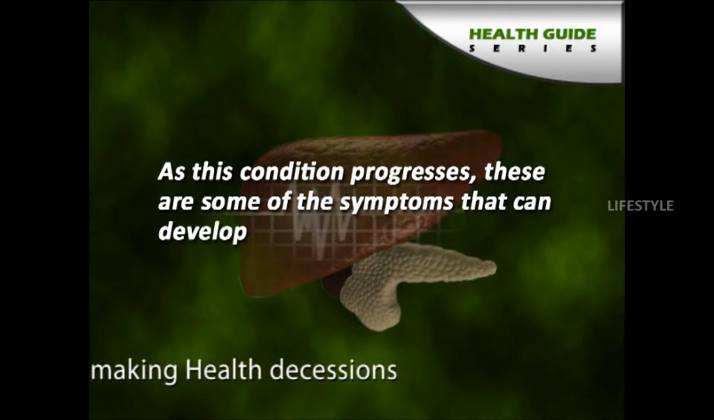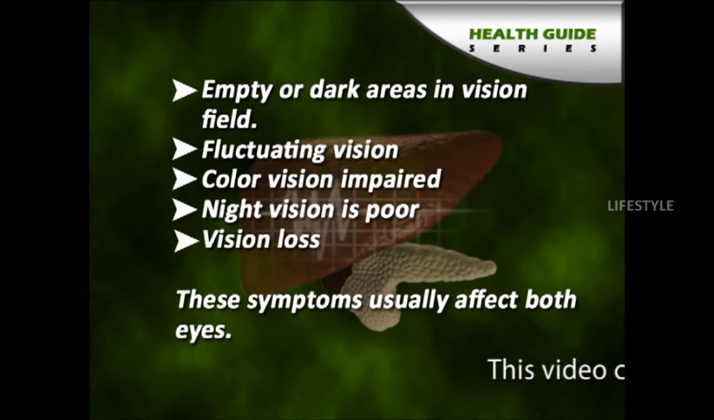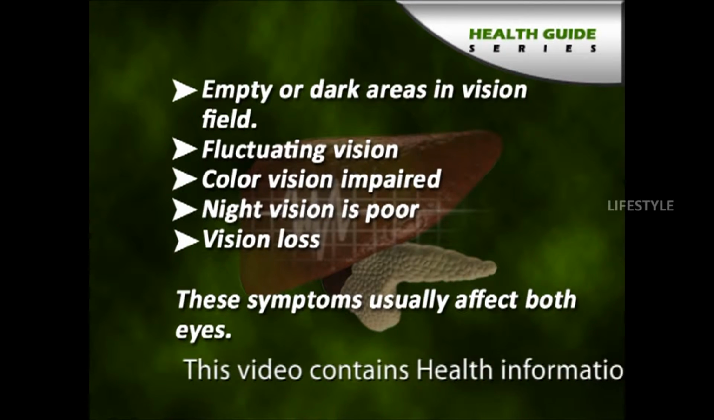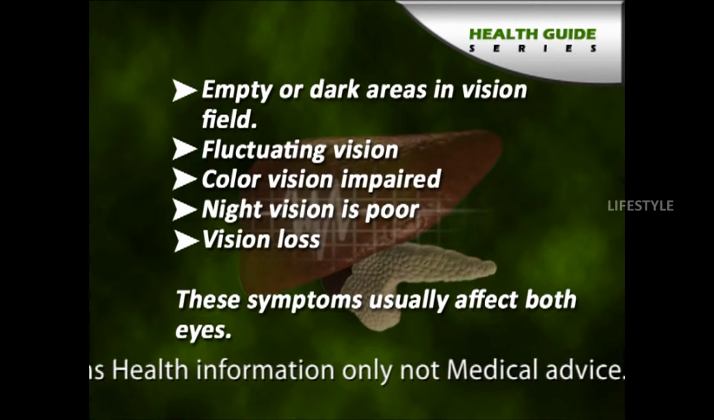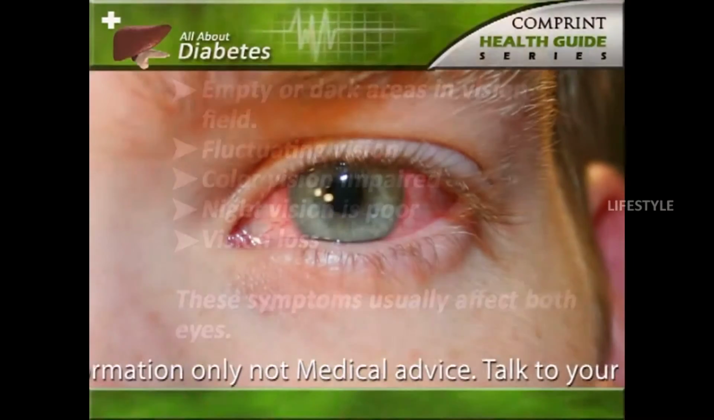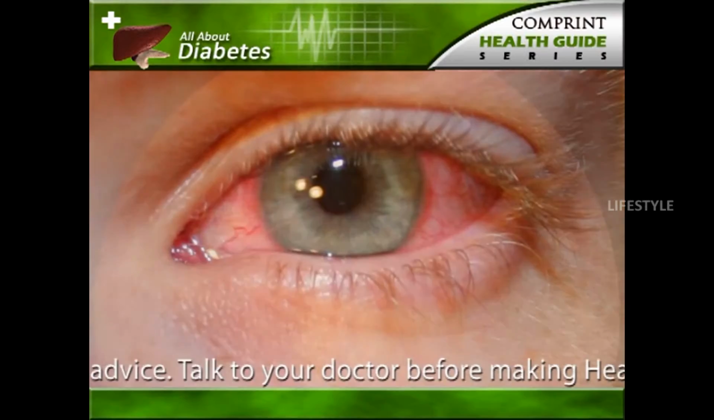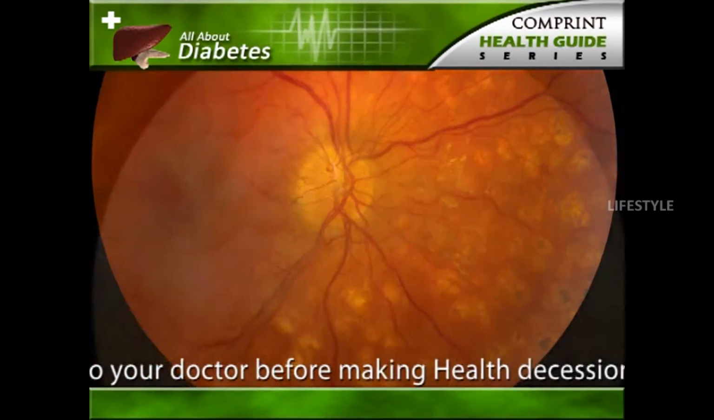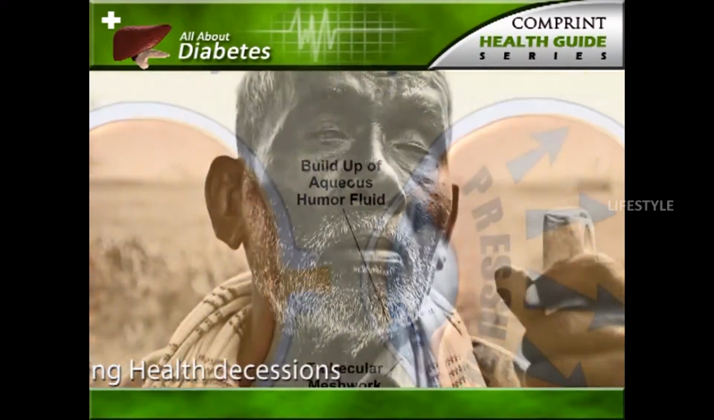As this condition progresses, these are some of the symptoms that can develop: empty or dark areas in the vision field, fluctuating vision, impaired color vision, poor night vision, vision loss. These symptoms usually affect both eyes. Further complications can lead to serious vision problems: vitreous hemorrhage, retinal detachment, glaucoma, blindness.